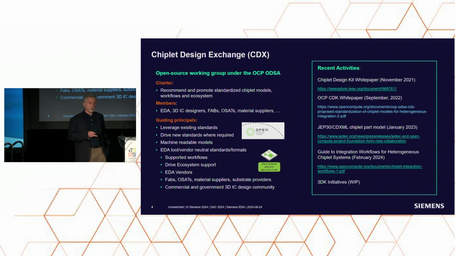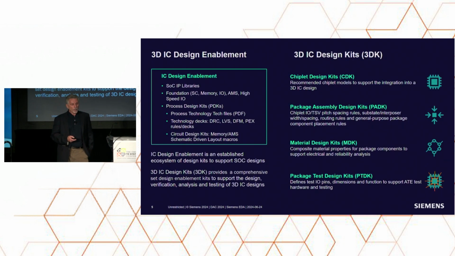The part model was initially targeted to define components that would be used on a PCB system. So we extended that for chiplets, and that was initially released in January 2023 as an extension of the JEP standard. And then the most recent thing, we published a white paper on workflows. It's a little over 100 pages or so. So this is some good background information. If you're interested, I would encourage you to read some of these papers.